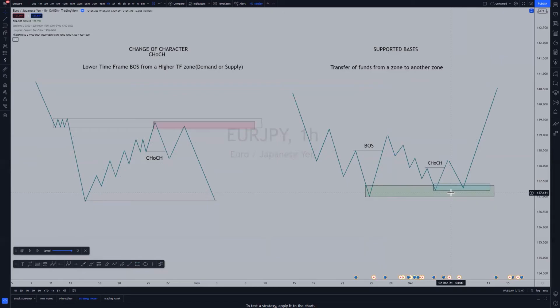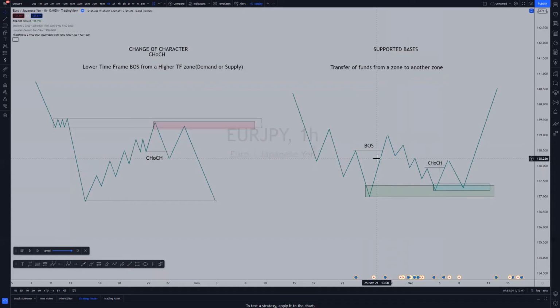Identify your zone on the higher time frame. Let price get to your zone, then go to your lower time frame, see what price will do on that zone. Let it give you reason to enter. And once you see the reason, you see an intent, you see a change of character, that is the lower time frame break of structure, then you can ignite your trade. As simple as that, guys. It is not complex at all.